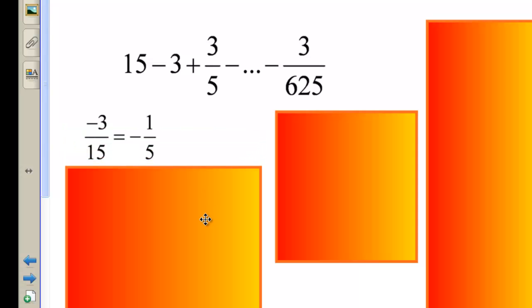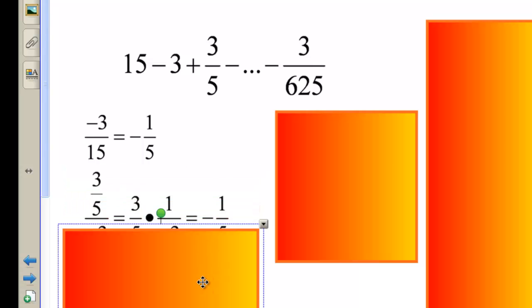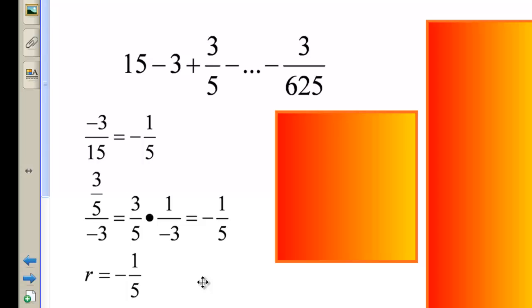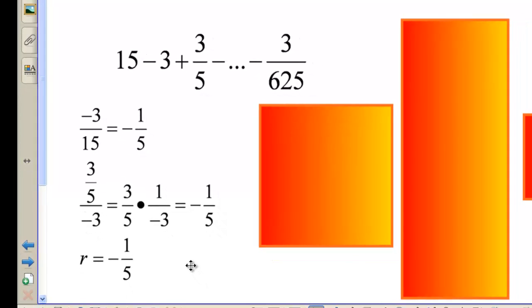All right, so first thing I need to figure out is the common ratio. So if I take negative 3 over 15, I get negative 1/5. And notice that if I would take 3/5 divided by negative 3, and you see the work there, 3/5 times its reciprocal of 1 over negative 3, I also get negative 1/5. So the common ratio of this geometric sequence is negative 1/5.